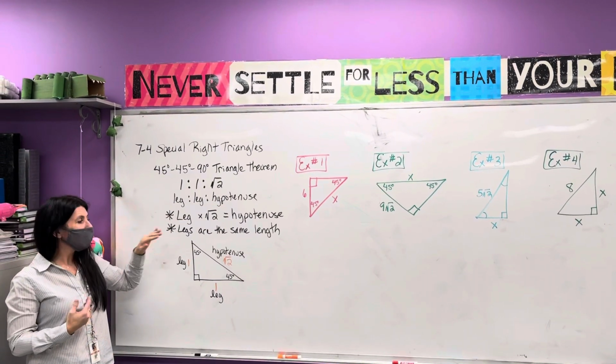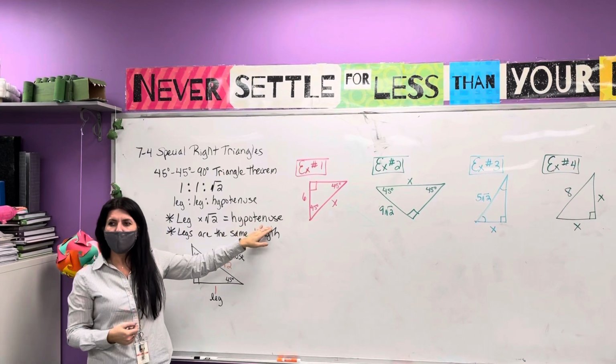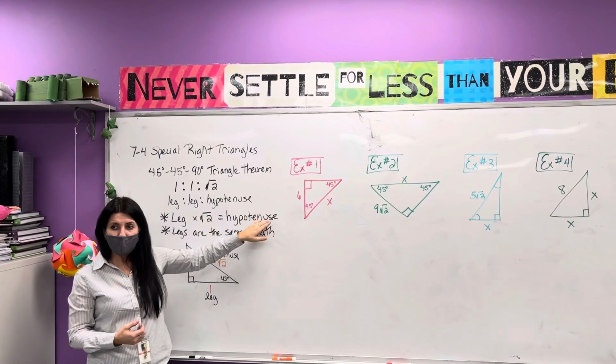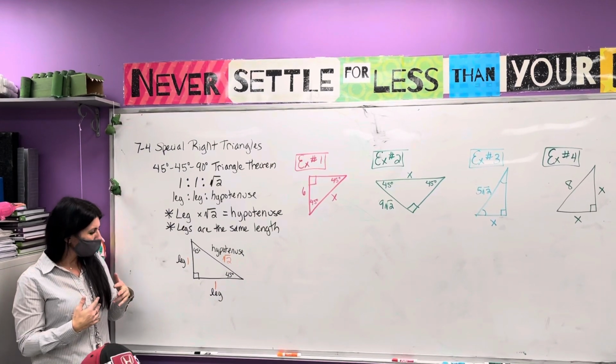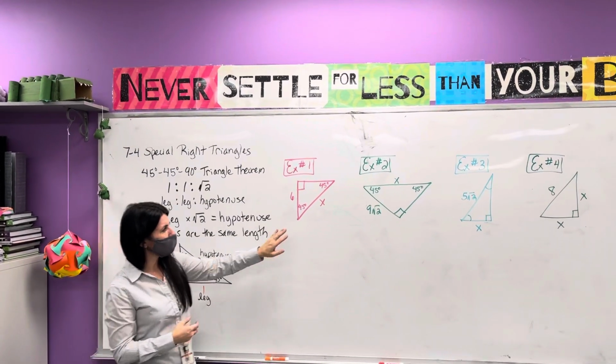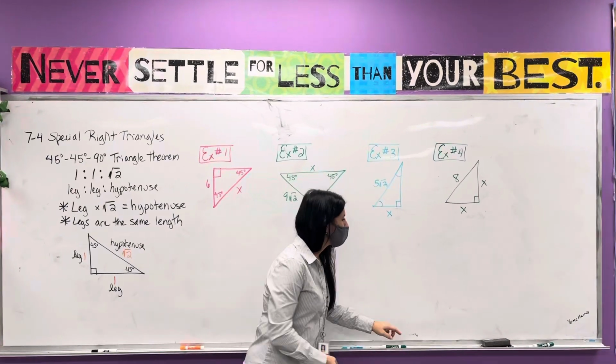And like anything, I might give you a leg and you have to find the hypotenuse. I might give you the hypotenuse and you have to find the leg. So be able to handle it no matter what's given to you. So let's look at some examples. Look at the first red example here.